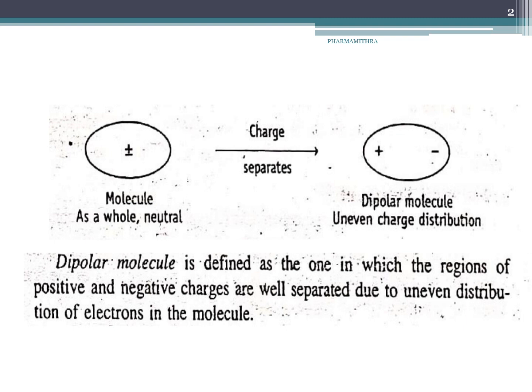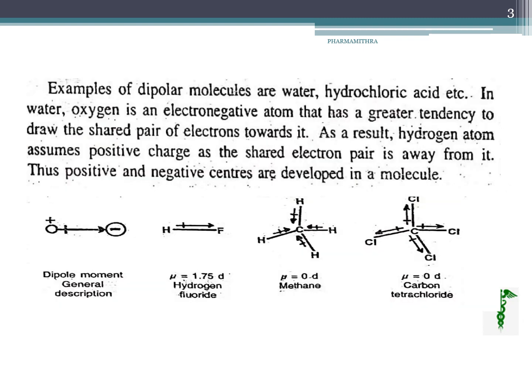When the charge separates, what happens is that at a particular distance, the charge will separate as positive and negative. And due to uneven charge distribution, the molecule seems to be a dipolar molecule. The best examples of dipolar molecules are water, hydrochloric acid, etc. This is the general representation of a dipole moment, and it is represented by mu.